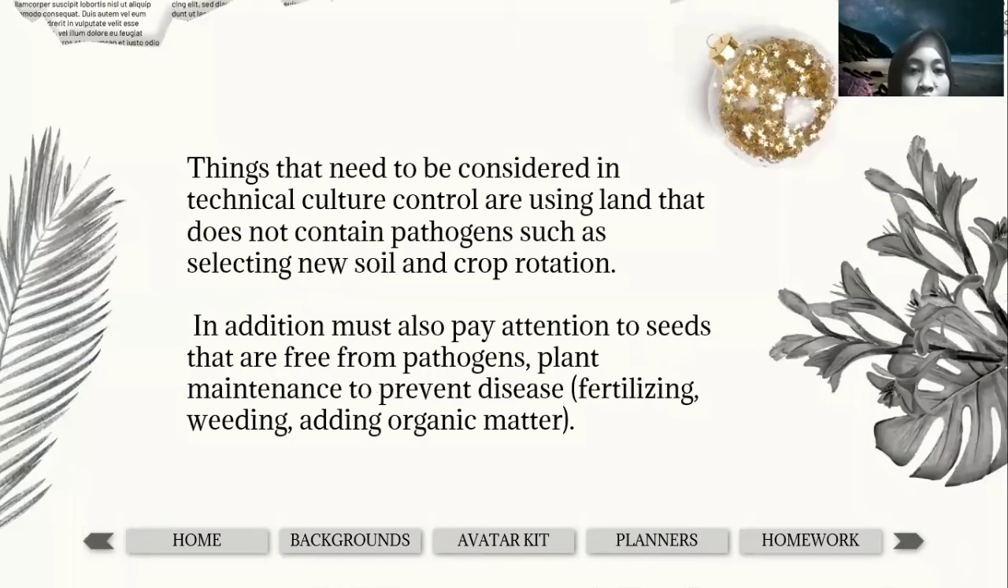Things that need to be considered in technical culture control are using land that does not contain pathogens, such as selecting new soil and crop rotation. In addition, we must also pay attention to seeds that are free from pathogens, plant maintenance to prevent disease, fertilizing, weeding, and adding organic matter.